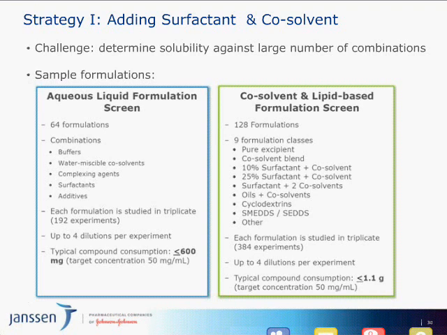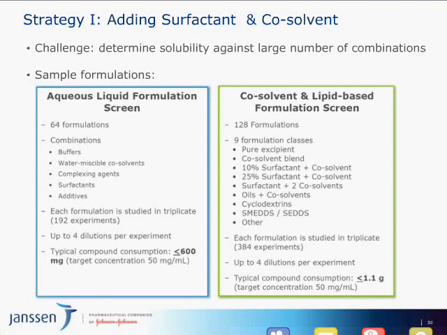We have different combinations of excipients in the aqueous formulation screen: water miscible solvents, surfactants, different additives. So we can also combine all these. We have 4 dilutions in each experiment. So we can start from 50 mg per mL to 10 mg per mL. And for a typical screen, we need less than 600 milligrams. This is for a target concentration of 50 mg per mL.